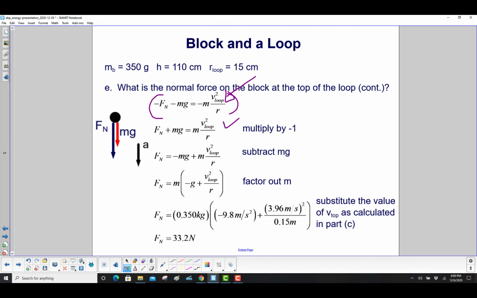Multiply through by -1. It's always good to clear the negative signs. Subtract mg from both sides, and then factor out an m. This way we only have to multiply once by m. Whenever you can save math steps, that's a good thing. We input our variables, right? g is 9.8. Here's our velocity at the top of the loop that we calculated in part C. We do the numbers, and the normal force is 33.2 newtons.